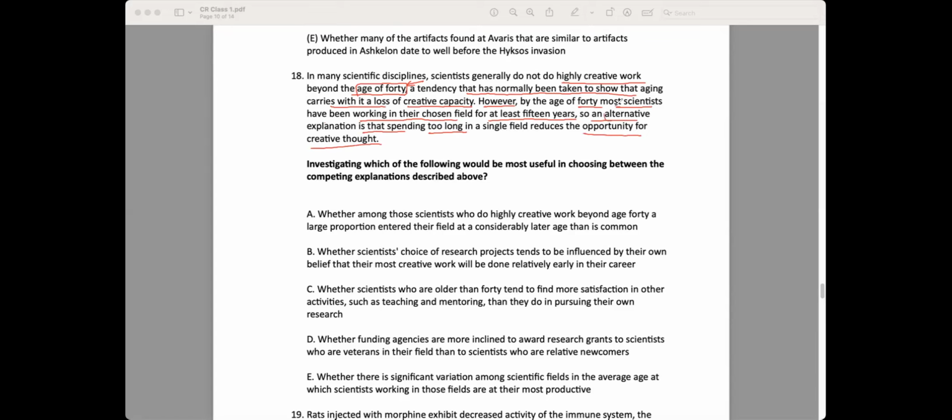So an alternative explanation means we have a second explanation, which says it's not the age, it's spending too long in a single field that is causing the lack of creativity. Getting the point? So there are two theories. One is age is a problem, so beyond 40 they're not doing any creative work, so it could be because of age. The second explanation is it's not the age, it's working long in a single field.